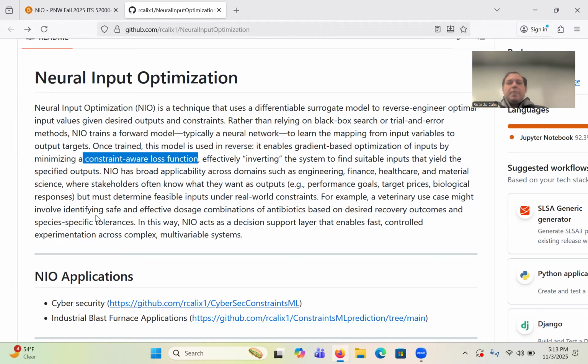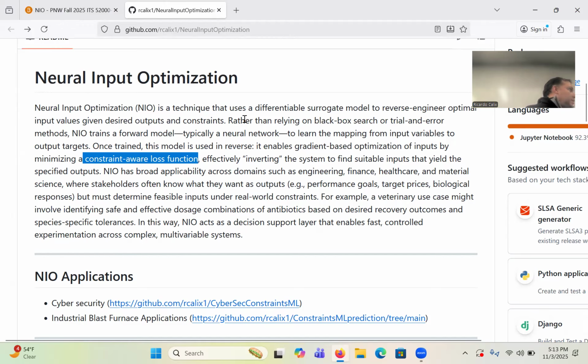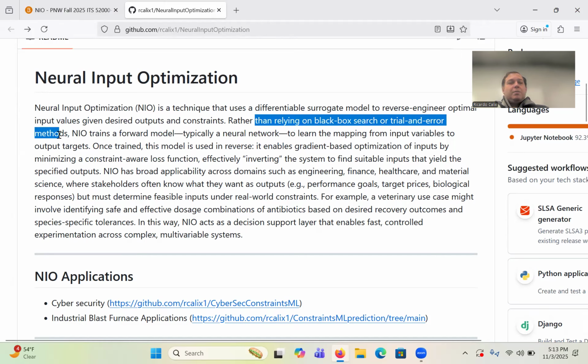than just your regular classifier or regression model. Another important point is, yes, you could try out randomly or by trial and error a lot of inputs to see what outputs you get. But so this statement here, rather than relying on black box search or trial and error methods, NIO trains a forward model to learn the mapping from input variables to output variables. Once trained, this model is used in reverse, and it enables gradient-based optimization of inputs by minimizing constraint-aware loss functions.